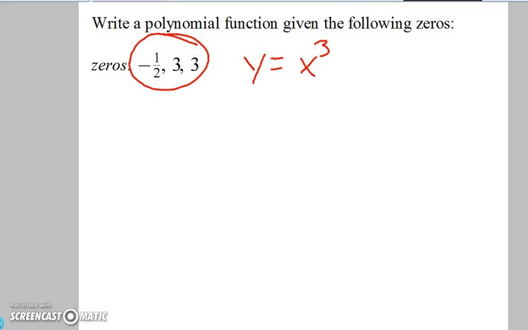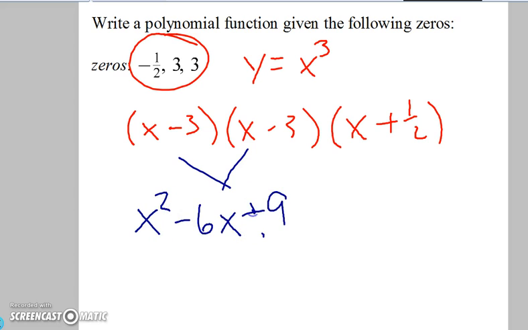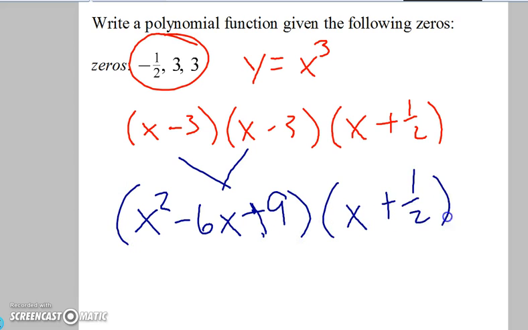Well, if we go back again and we look at what a solution means, it means that I have x minus 3, x minus 3, and then x plus 1/2 as my 3 factors that gave me those solutions. So now all I have to do is do some multiplication, FOIL some stuff out. This becomes x squared minus 6x plus 9. And I'm going to multiply that by x plus 1/2.